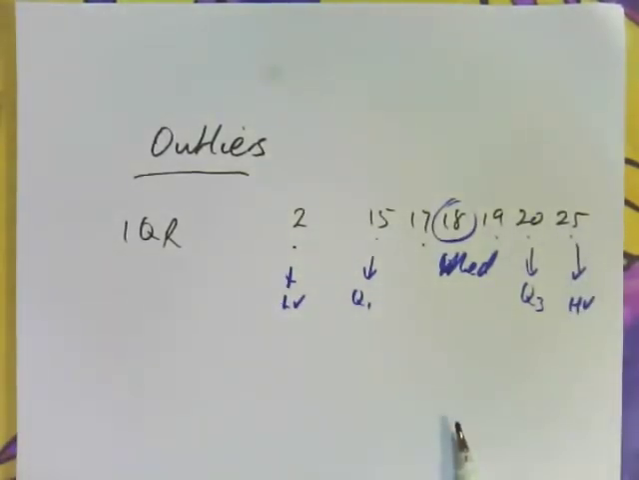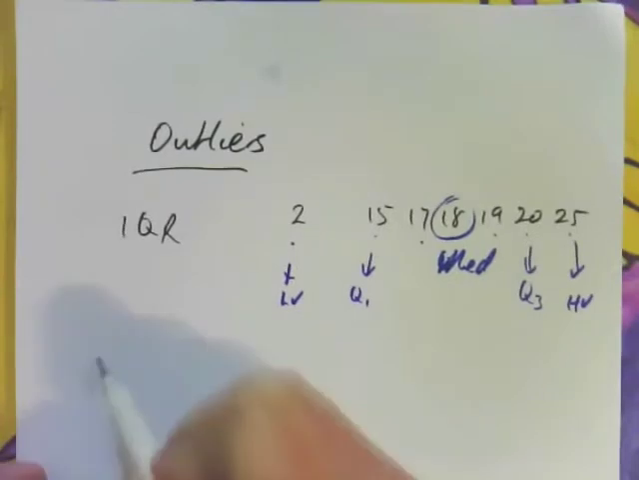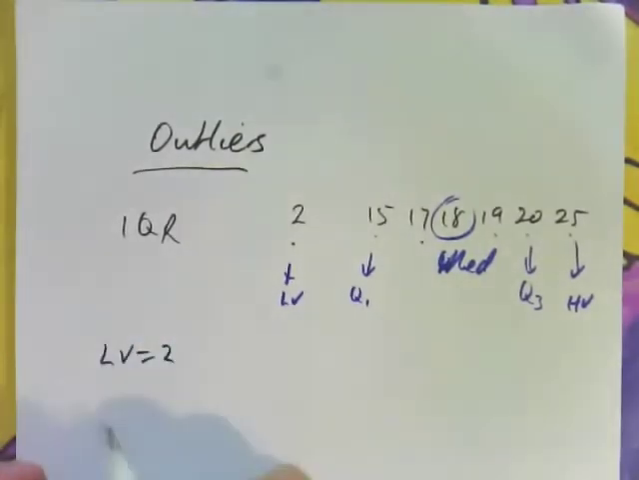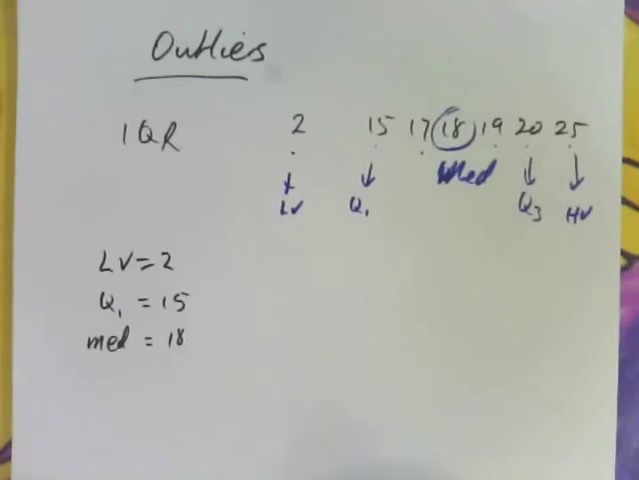So I've got my 5 numbers and I'll write them out for you. The lowest value is 2, Q1 is 15, the median is 18, Q3 is 20, and the highest value is 25.